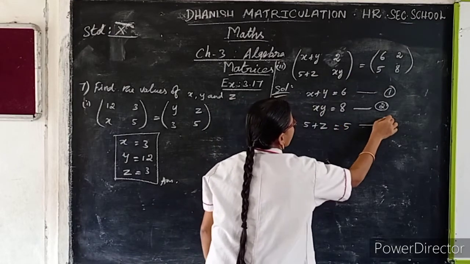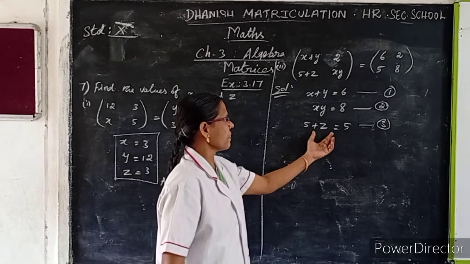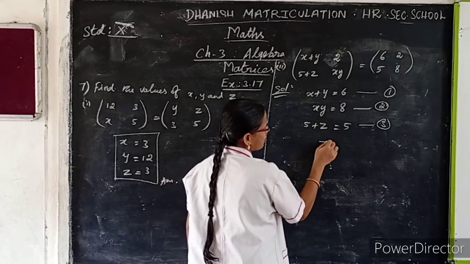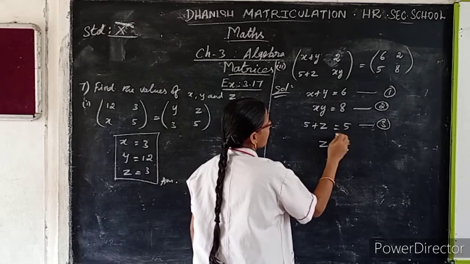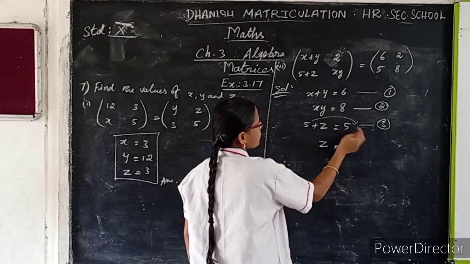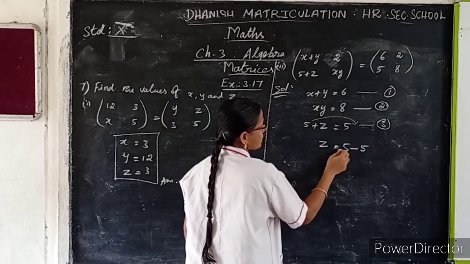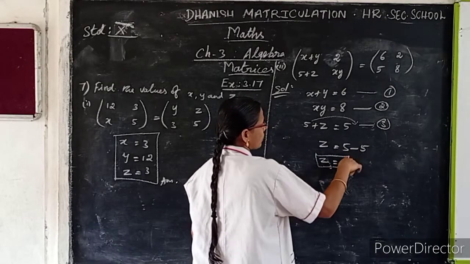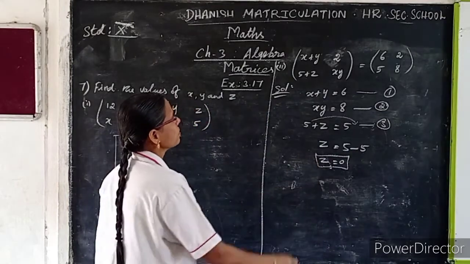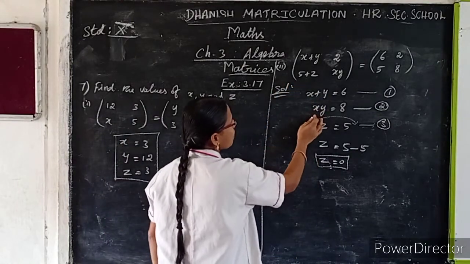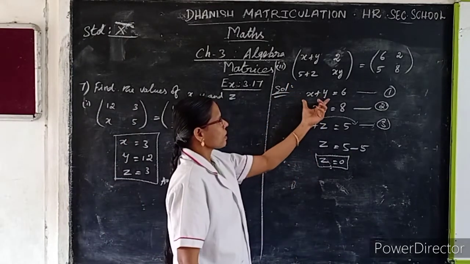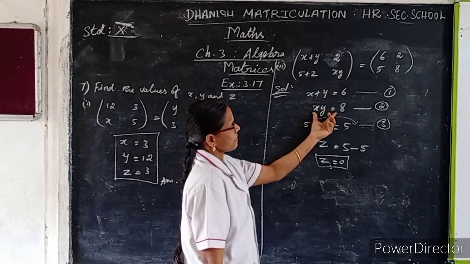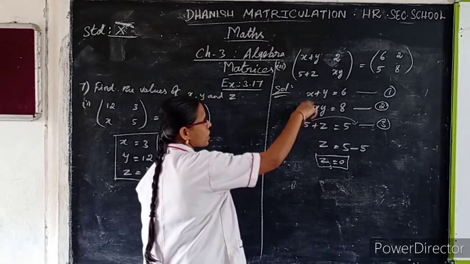This is the third equation. Here the equation has only one variable. So find the value of z here. 5 plus z equal to 5. Transfer this plus 5 to that side, minus 5. So z equal to 5 minus 5 is 0. So we found the value of z here. Now solve 1 and 2. This is an equation with two variables. Here also an equation with two variables. Solve 1 and 2.